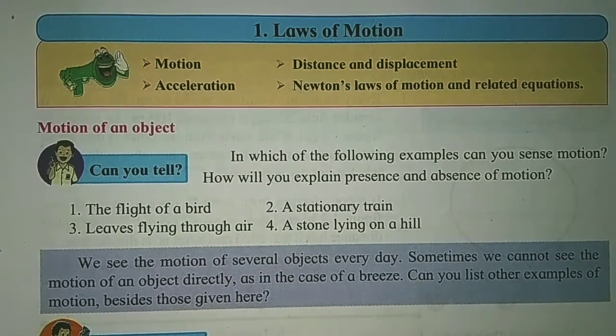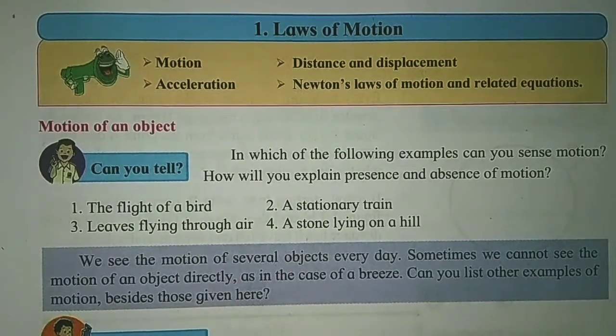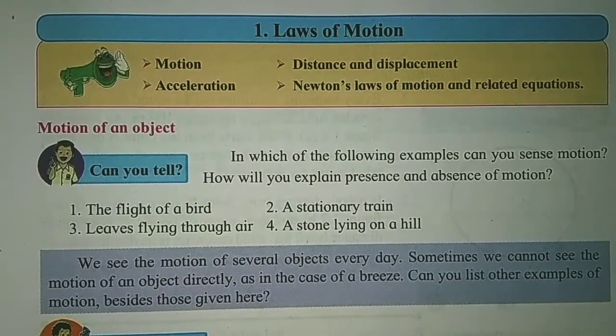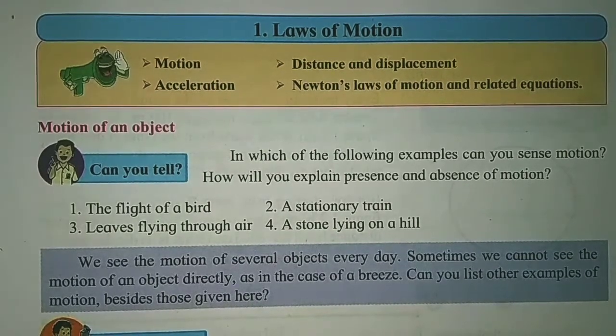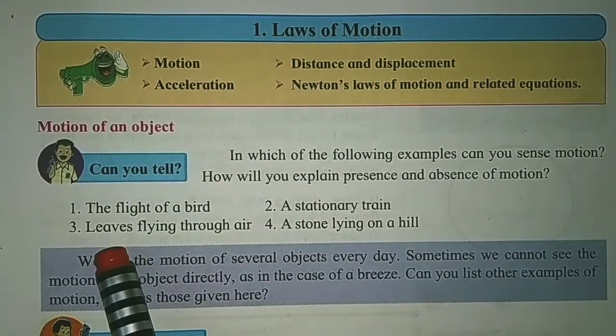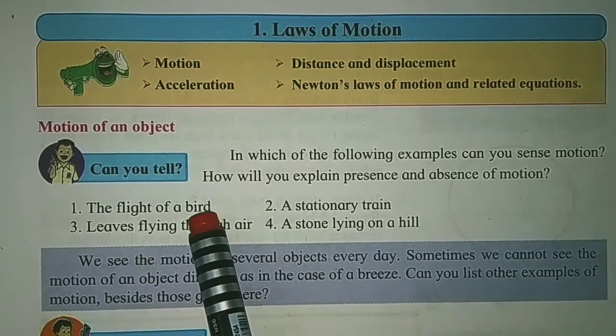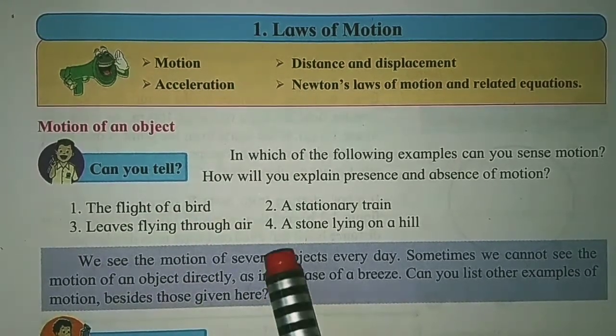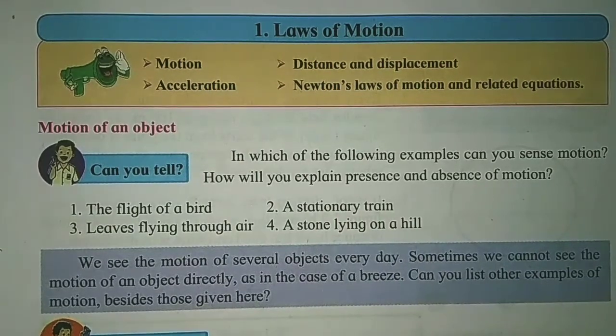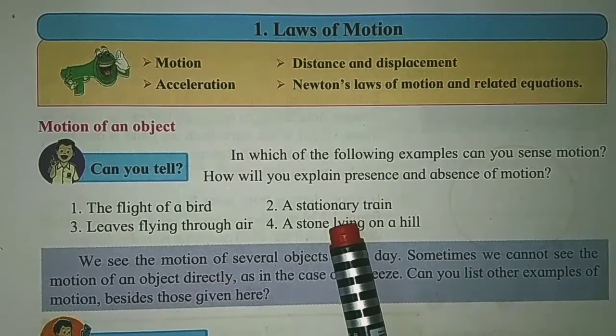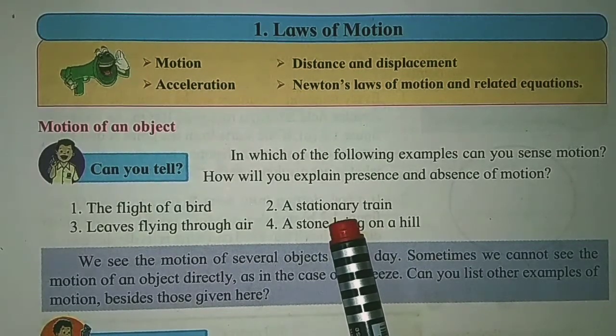So the first is the flight of a bird. So the bird is changing its position. Motion means it should change the position from one place to another. So the bird is flying, means there is a change of place. That's why there is motion. A stationary train. So the train is at one place only. It is not moving. It is a stationary train. That's why there is no motion.